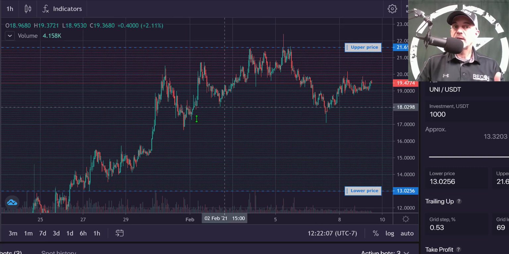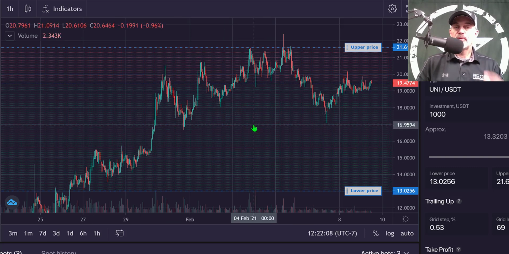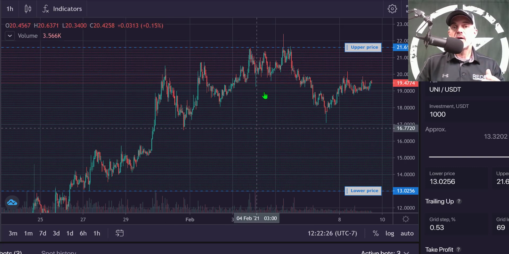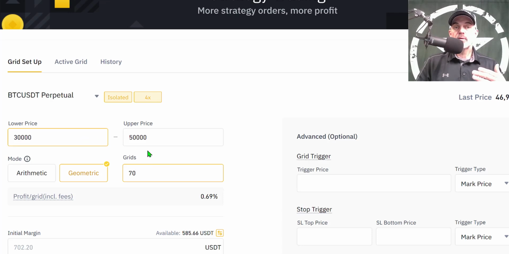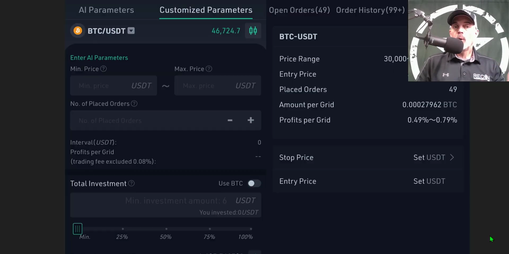And this is the type of recon you need to do before you go deploy a bot, regardless of what platform you're deploying it on. You can do the same recon on charting software like TradingView for Binance to determine their upper and lower level prices, or on KuCoin to determine their lower and upper price levels.